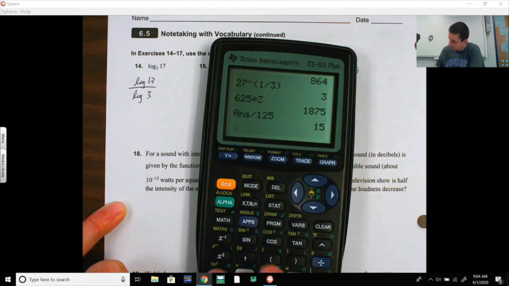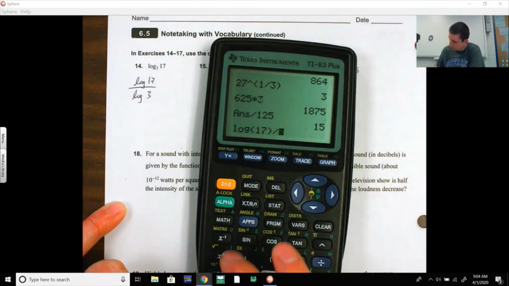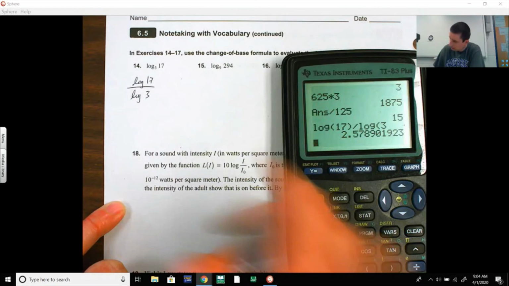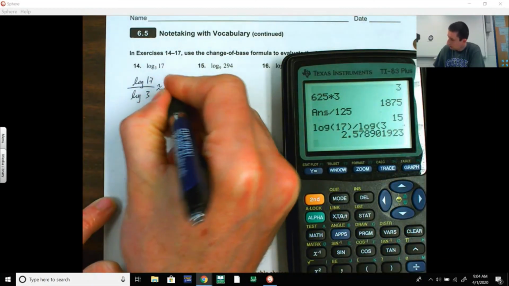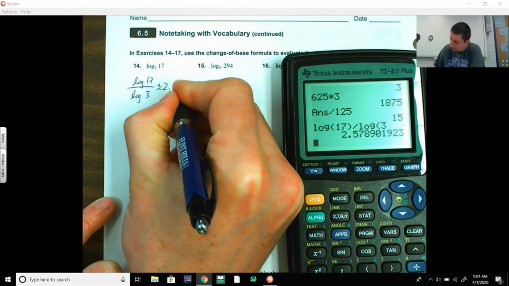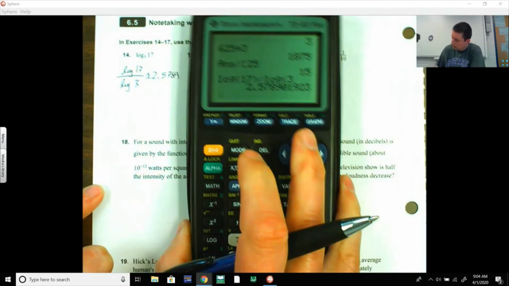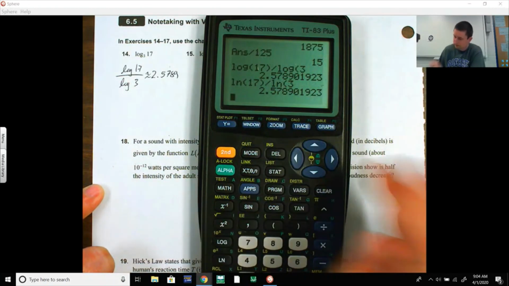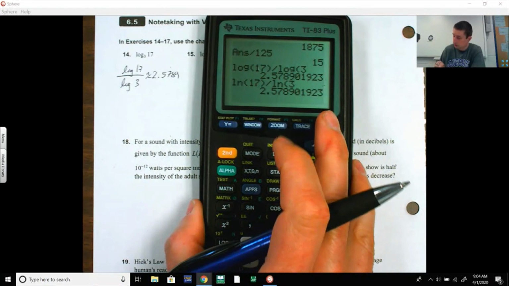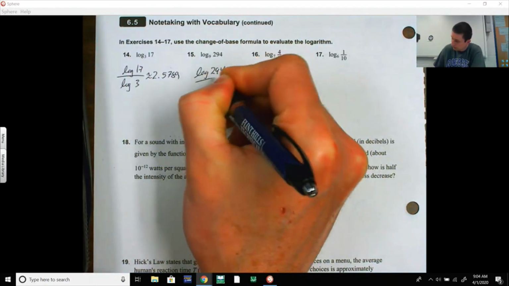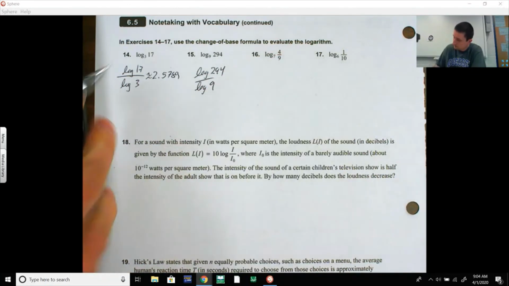Okay, we did that earlier. So log of 17 divided by the log of 3. Usually 4 decimal places, 2.5789. It doesn't matter if you use a common log or you use a natural log. You get the same answer. Okay, so that's all you're doing on those. This one, you're going to take the log of 294 over the log of 9.